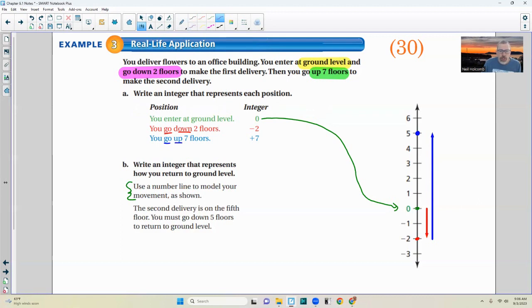Okay, does that make sense? So we entered on the ground floor. We went down 2 to make our first delivery, and then we went up 7 to make our last delivery. So we use a number line to model our movement as shown. And the second delivery is on the 5th floor. You must go down 5 floors to return to ground level. So what they're saying here is, if we want to leave the building now, we must go back down to 0 to get out. Okay, and I should have had that blocked out because it showed the answer. But anyway, we're doing it together anyhow. So now in your homework, you should be able to do problem number 30.